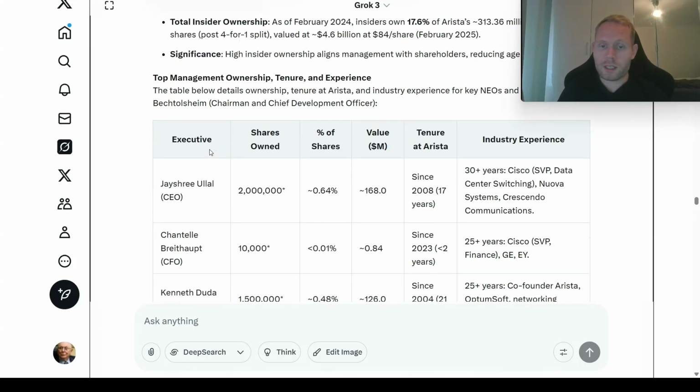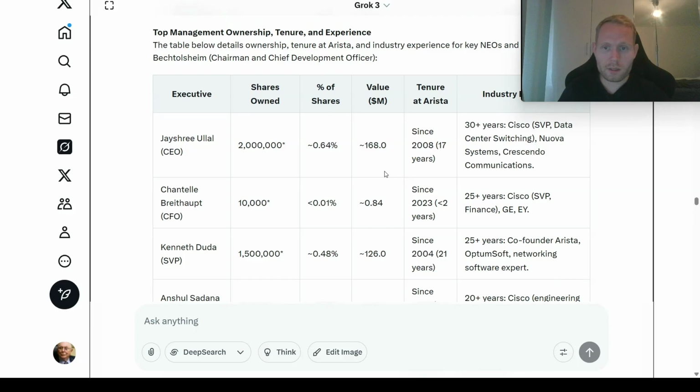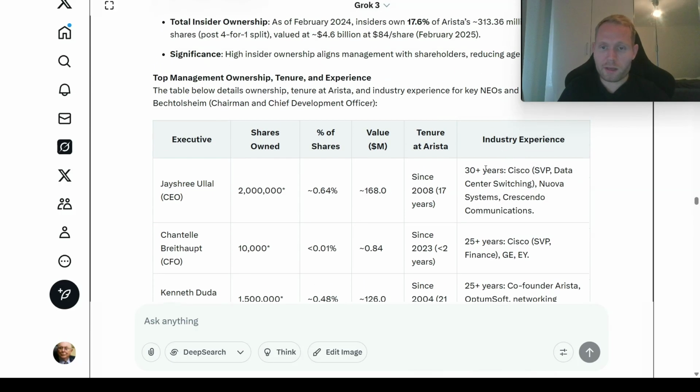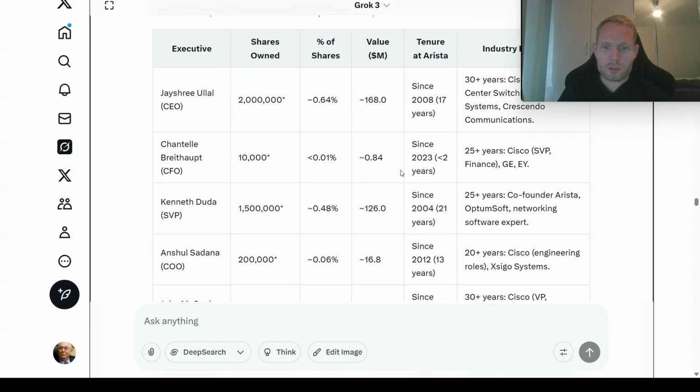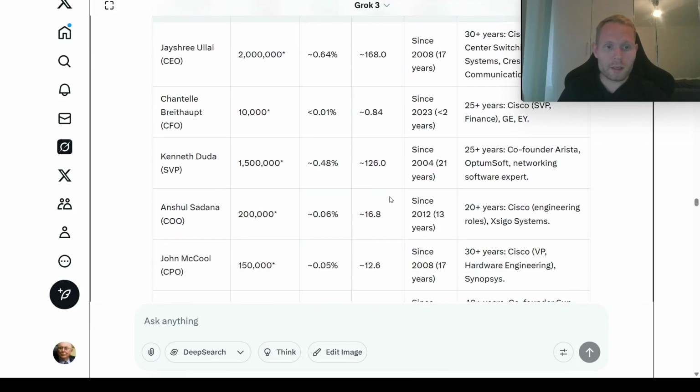And we can see the breakdown here, where the CEO has 0.64% of the company, but her stock is valued at 168 million, which is a lot. And we can see the industry experience and tenure with the company. So everybody except the CFO has a long tenure with the company, and they do have a lot of skin in the game.